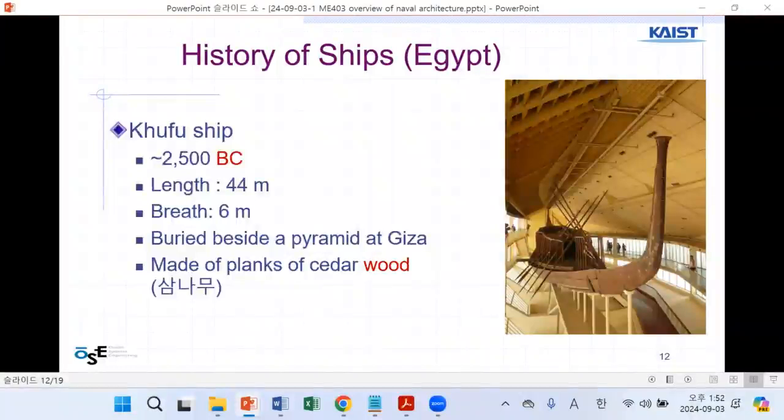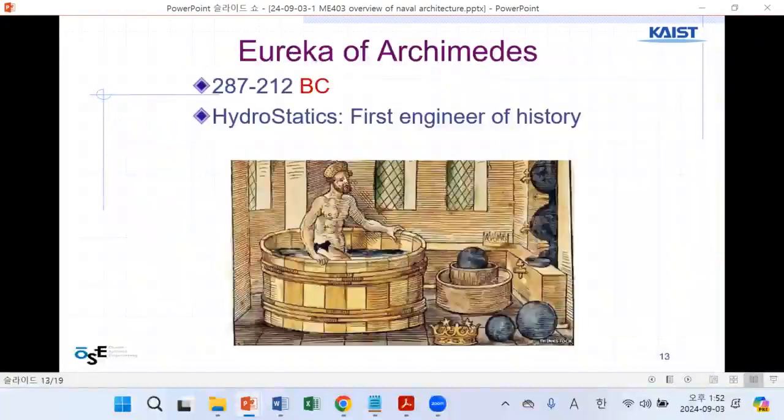But this one, 8th floor, oh, nice. It's big. 3,000 years ago, they already built such a big ship using wood, not concrete. Where is this? Pyramid, India. Eureka.